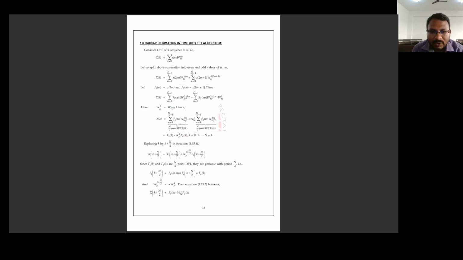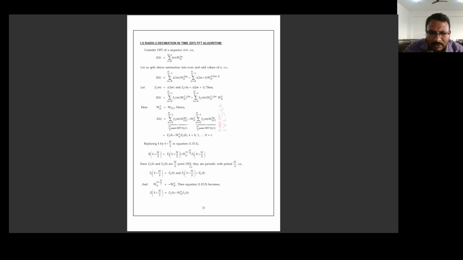In this equation, we consider capital F1 of k using the DFT formula. Small f1 of m is converted into the frequency domain as capital F1 of k, plus the twiddle factor W_N power k. Then f2 of m is converted into the frequency domain representation, which we denote F2 of k. Replacing k by k plus N by 2, X of k plus N by 2 is equal to F1 of k plus N by 2 plus W_N^(k plus N by 2) of F2 of k plus N by 2.